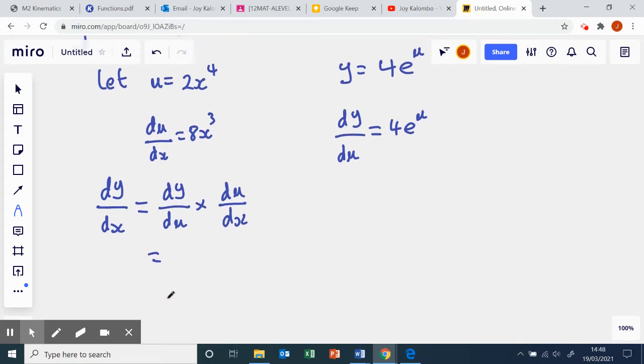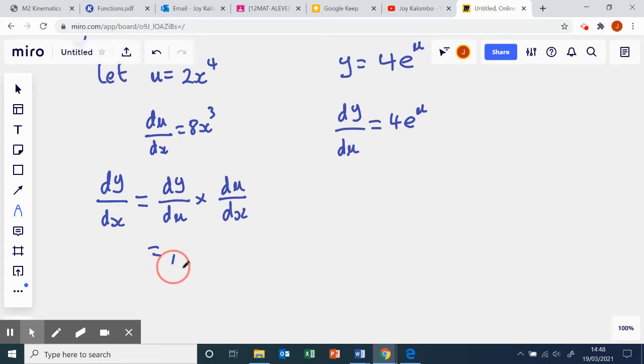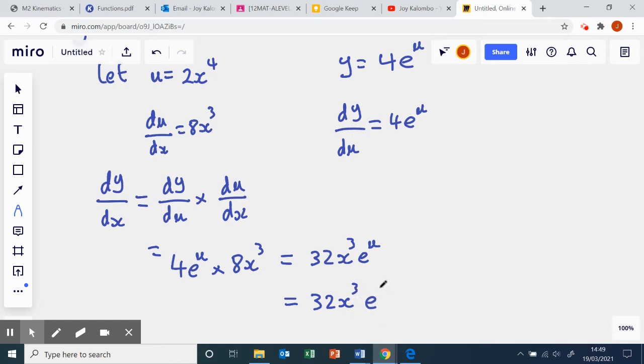And we know that dy/du is going to be 4e to the power of u multiplied by du/dx, which is equal to 8x cubed. Okay? And then that equals 32x cubed e to the power of u. And then rewriting it with what u is equal to, that's u is (2x) to the power of 4. So we have 32x cubed e to the power of (2x) to the power of 4.